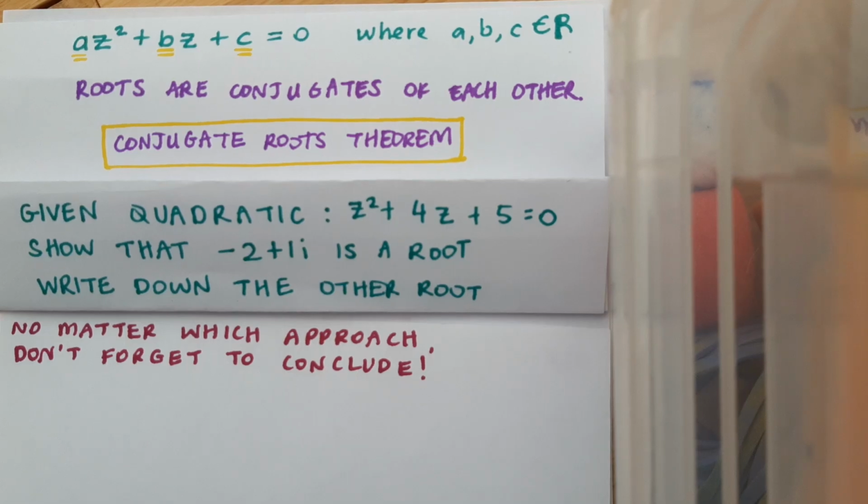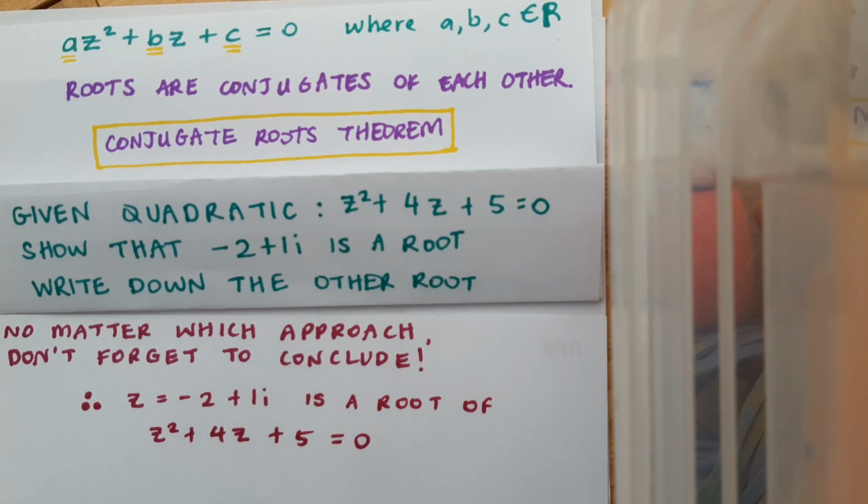And no matter which of these approaches you take, don't forget to conclude. We were asked to show that minus 2 plus 1i is a root, so we'd have to say that. And that's how that would look. z equals minus 2 plus 1i is a root of our quadratic. And of course, we're asked to state our other root clearly. And the other root is z equals minus 2 minus 1i.